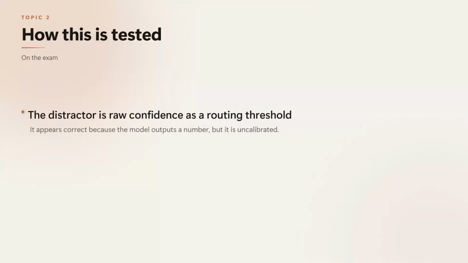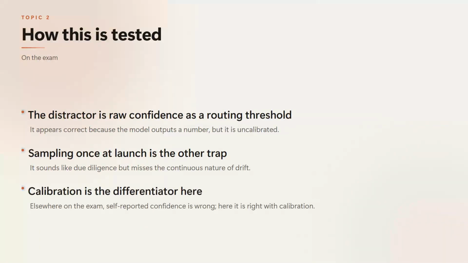This is tested by giving you a scenario where a model outputs confidence scores and asking what you must do before using them for routing. The distractor is using the raw scores directly, it feels actionable, but it is the wrong answer everywhere else on the exam. Here it becomes right only when paired with calibration.